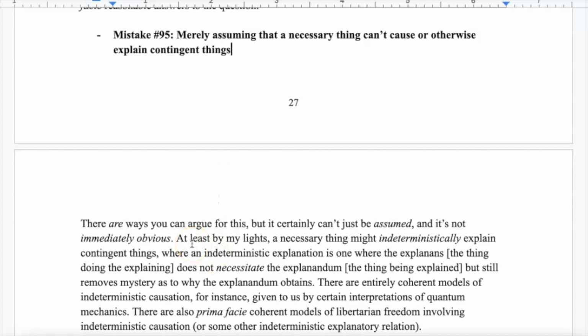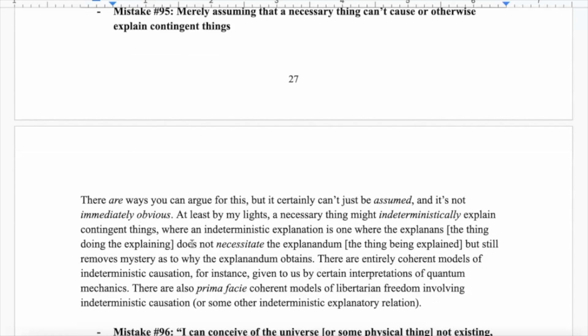At least by my lights, a necessary thing might indeterministically explain contingent things, where an indeterministic explanation is one where the explanans, that is, the thing doing the explaining, does not necessitate the explanandum, that is, the thing being explained, but nevertheless still removes mystery as to why the explanandum obtains.